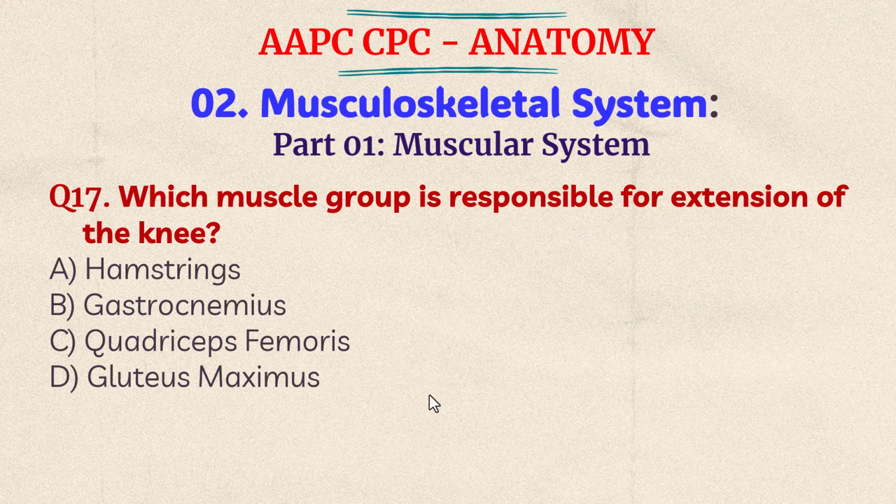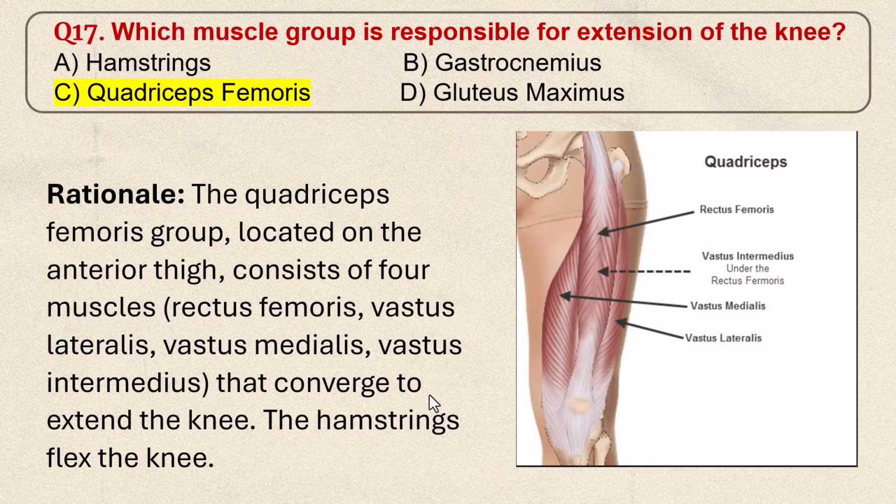Question number 17. Which muscle group is responsible for the extension of the knee? A. Hamstrings. B. Gastrocnemius. C. Quadriceps femoris. D. Gluteus maximus. So please pause the video. If you have doubts, you can take your ICD-10-CM books with the anatomy illustration on the front part. Then you can find the answer. The correct answer is C.